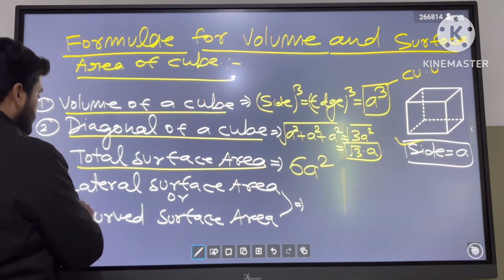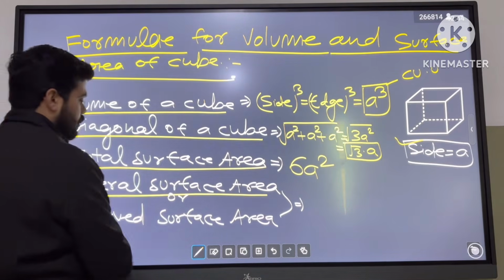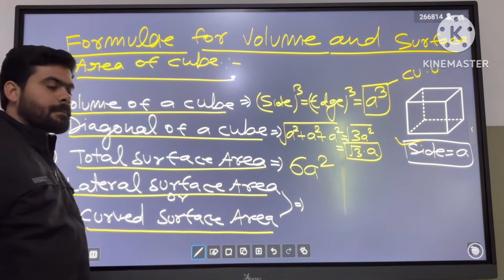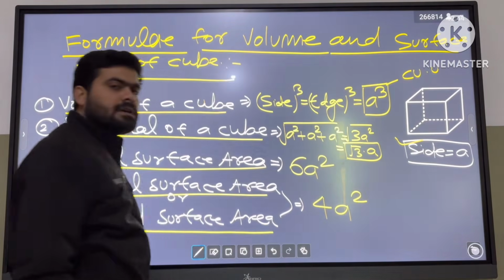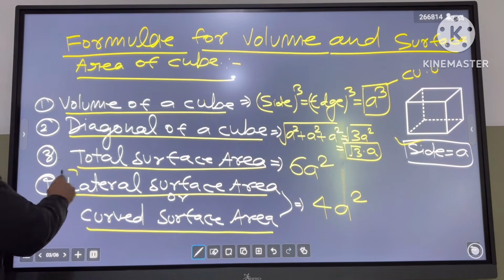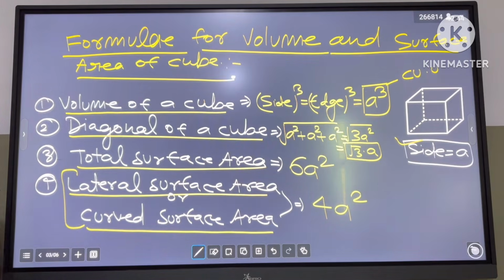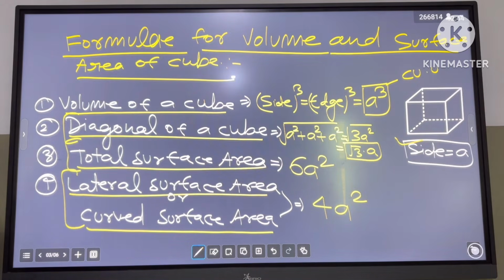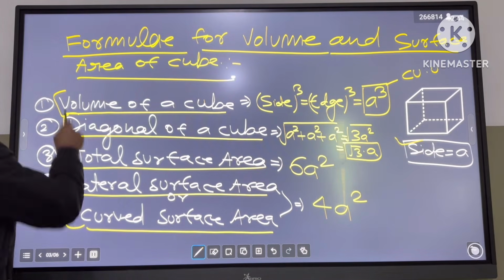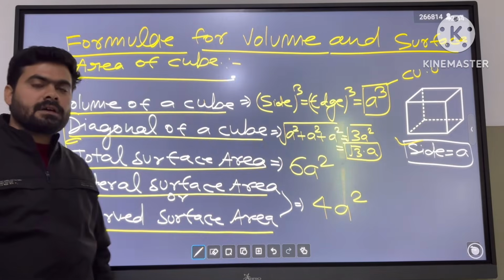Similarly, the formula of lateral surface area or curved surface area of a cube is 4a square, 4 into side square. This is the formula of lateral surface area, 4 into side square. This is the formula of total surface area of a cube, 6 into side square. This is the formula for the diagonal of a cube, root 3 into side. This is the most important formula. And the first one is volume of the cube, side cube.